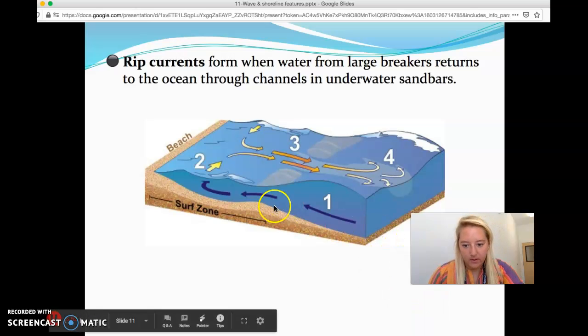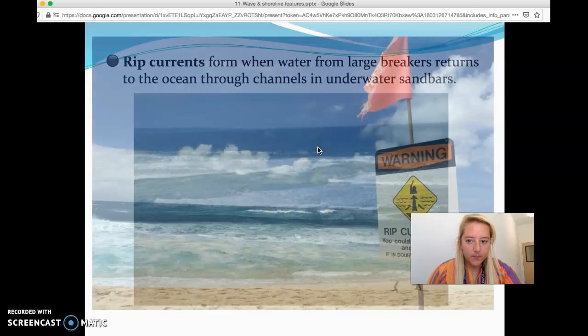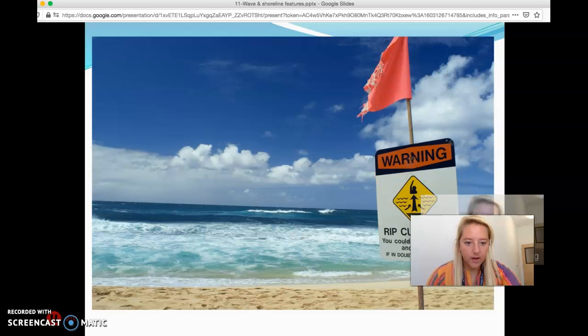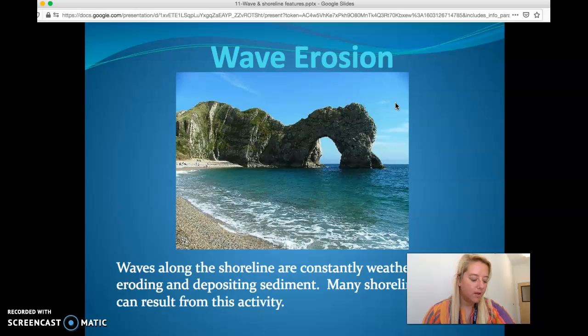See the sandbar right there? You can see it right there as well. And there again is your red warning sign. And that is the end of our notes.